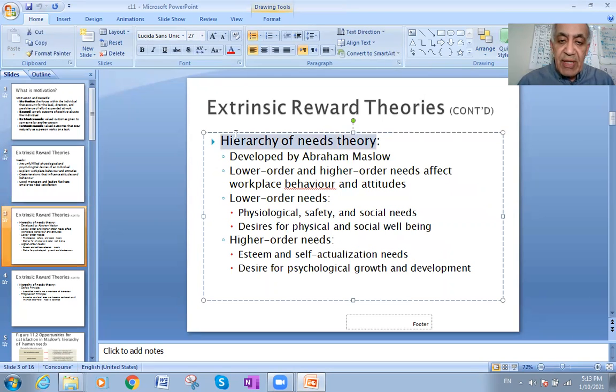We have been talking about the hierarchy of needs theory of Maslow before, and we said that Maslow's theory classifies the needs of humans into five categories: the physiological needs, the safety needs, the social needs, esteem, and self-actualization needs. Actually, he divided them into five categories.